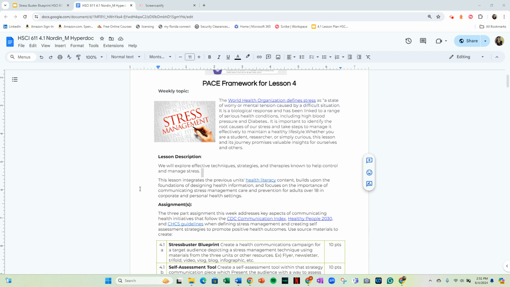The lesson integrates the previous unit's health literacy content and builds upon the foundations of designing health information that focuses on the importance of communicating a strategy for care for adults 18 and over.